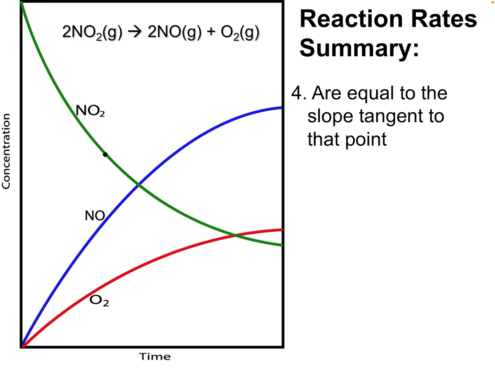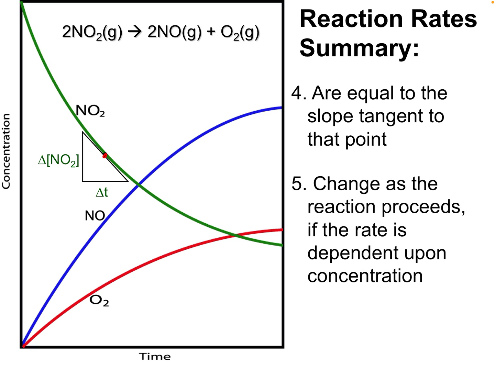The instantaneous rate is equal to the slope tangent to that point. So if this was our point, our instantaneous rate is going to be equal to the slope that's tangent at that point. And we're always going to do the change in our concentration. So here we have our change in nitrogen dioxide over our change in time. And remember, that will always get us a positive number, because even though we're doing final minus initial, which would come out negative because it's decreasing, we're putting a negative out front so that that whole thing becomes positive.